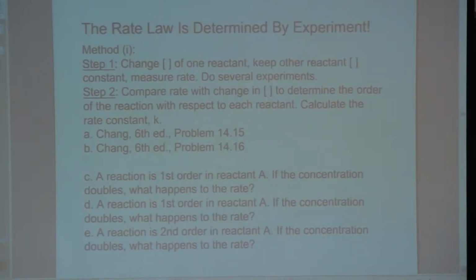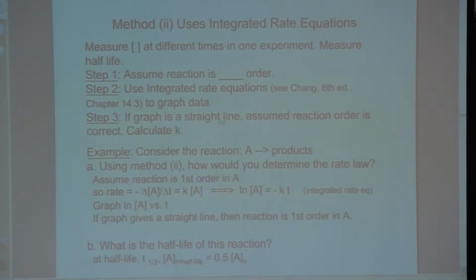So here's method one. We did this in lab. You change the concentration of one reactant, keep the other reactant concentration constant. You do several experiments and measure the rate. Then you can figure out the order of the reaction with respect to each reactant. Then the second method, which is more difficult, is to do one experiment, but you have to figure out a way to measure the concentration at different times in the experiment. Okay, so that's the other way to do it.